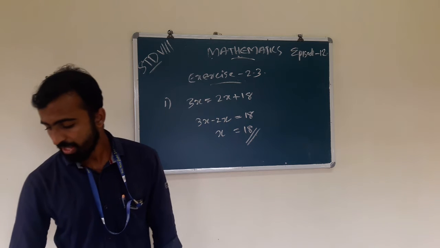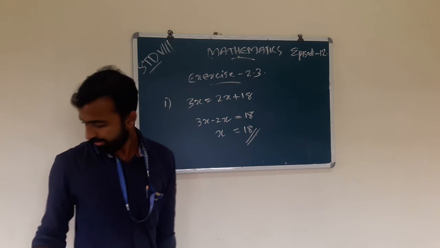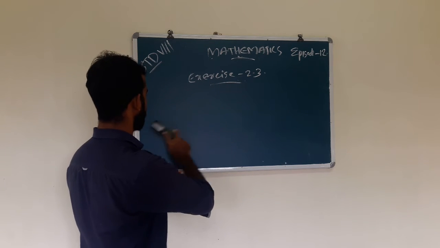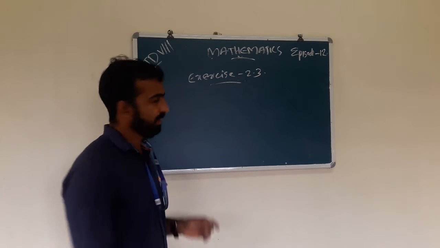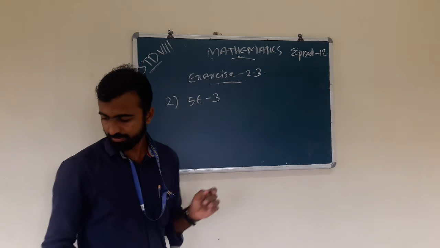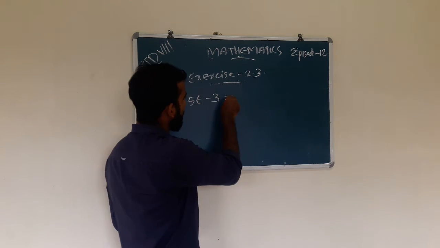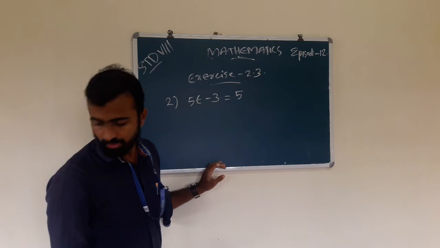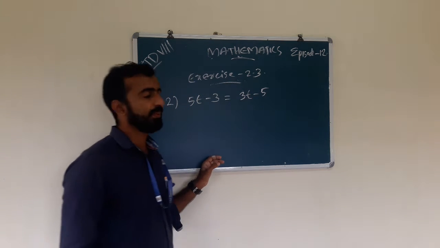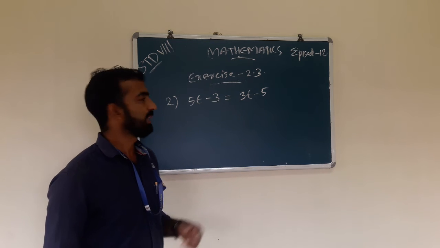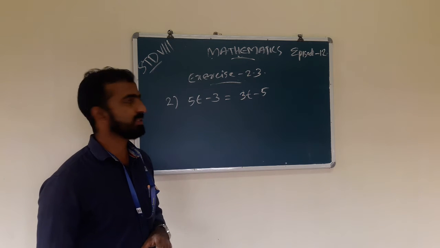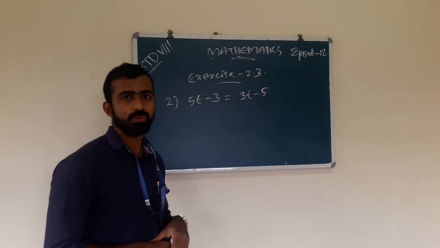And the next one is what? The second one is 5t minus 3 equal to 3t minus 5. What is the answer? Here 5t minus 3 equals 3t minus 5.